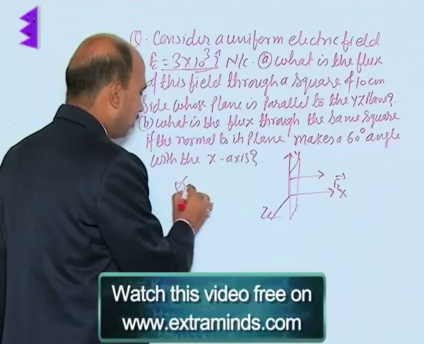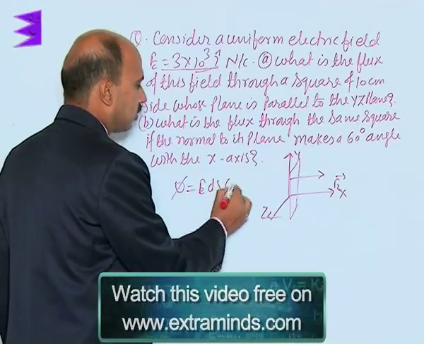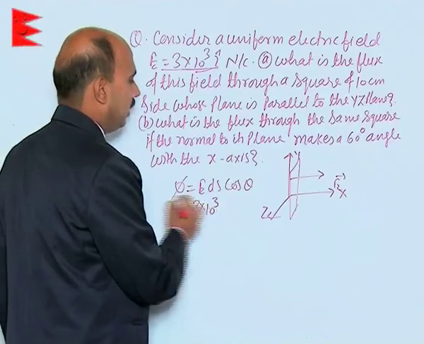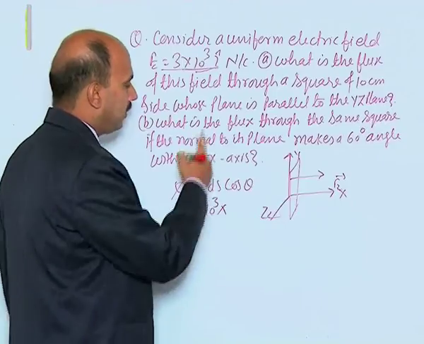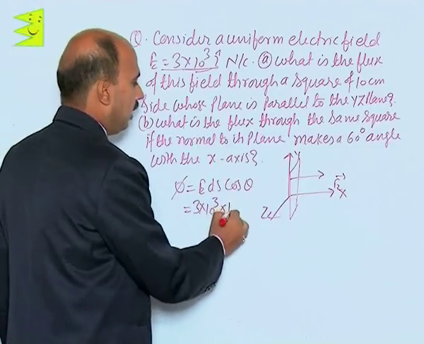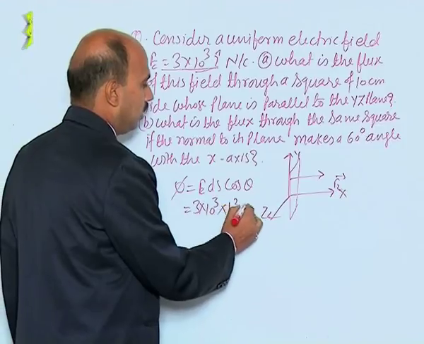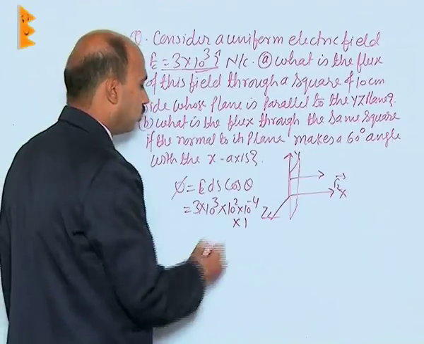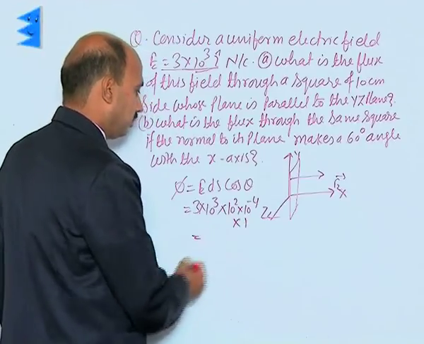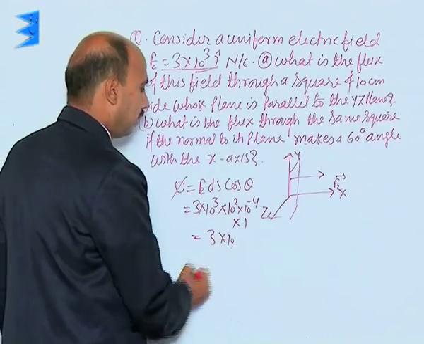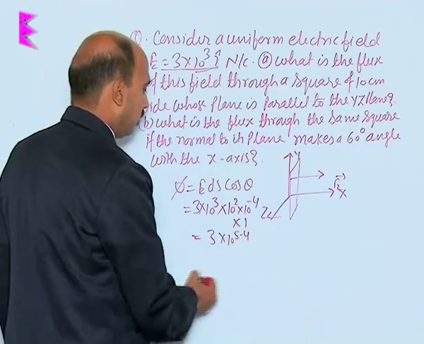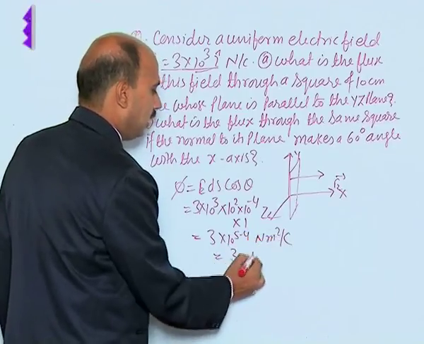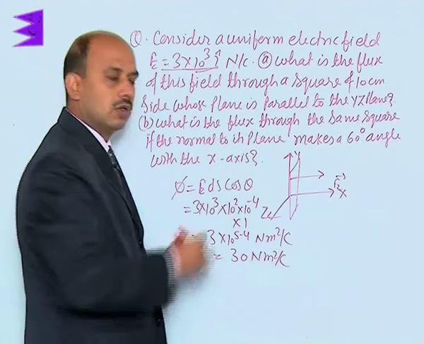So, we can write flux is equal to E ds cos theta. E is here 3 into 10 raised to power 3, ds, that is the area of the square, we can write here 10 squared into 10 raised to power minus 4 meter squared, into cos 0 that is 1. So, we can write here 3 into 10 raised to power 5 minus 4, here Newton meter square per coulomb, that is here 30 Newton meter square per coulomb. So, this is the first part here.